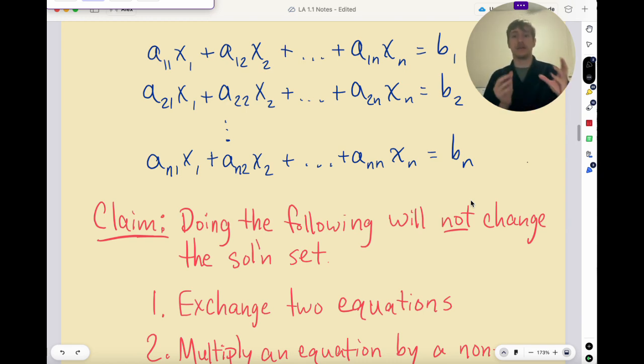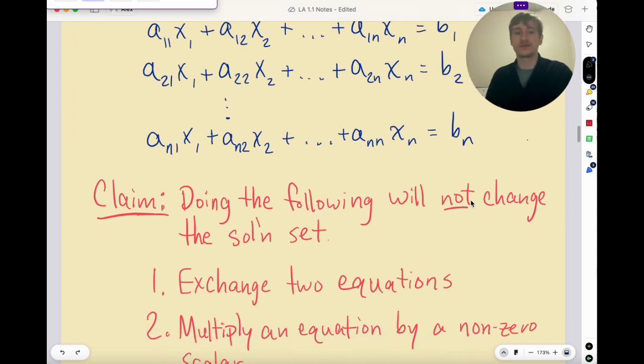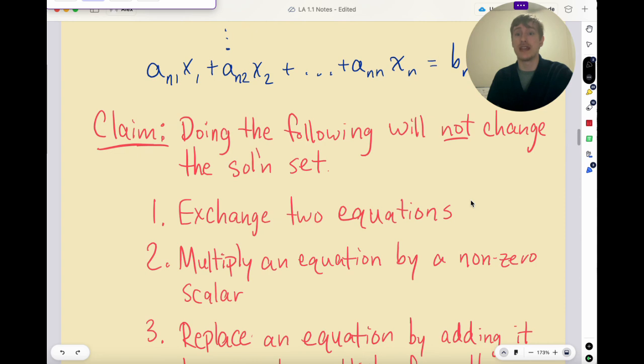If you have a system, that's going to have a solution set. I can do three things to that system and keep the exact same solution set. I can do three things that are going to try to make it simpler to solve, and the solution set will be the same. Here are the three things. I'm going to try to motivate each one.